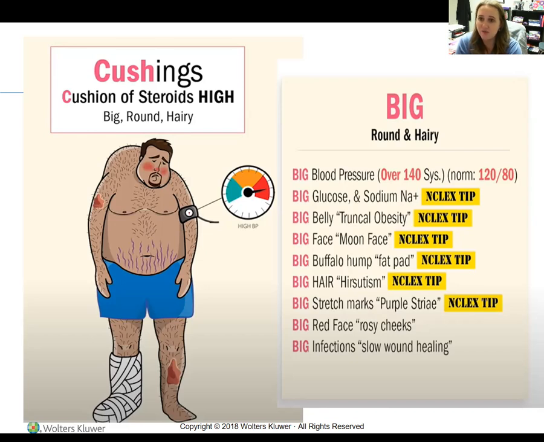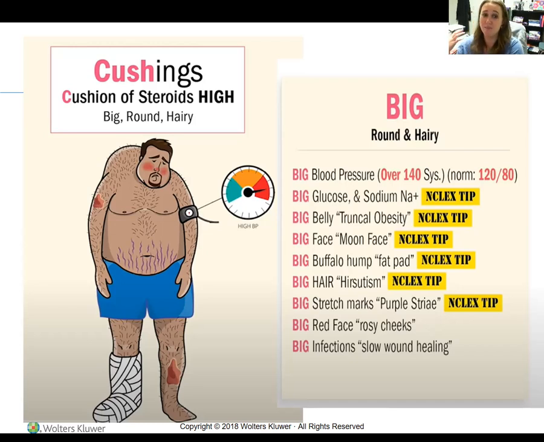We're going to have a big face, or you've also heard it called moon face. Whoever named these was not PC back in the day. So we have moon face and buffalo hump. I'd be super offended if it was the first time I'd ever heard it and some doctor made it up and was like, you have a buffalo hump. I'm like, what? That's rude.